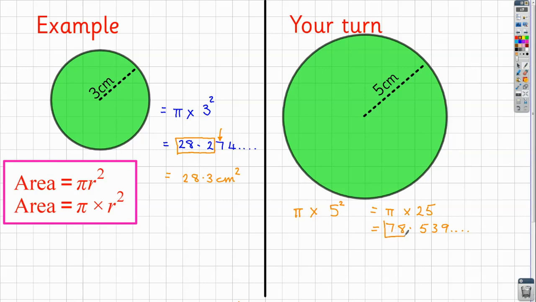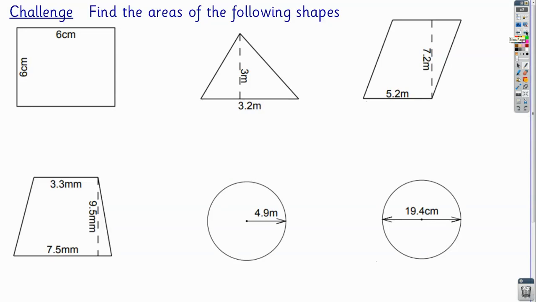I'm interested in the first 3 digits, the 3 significant figures, which is the accuracy most answers are given to. So 78 point, and because the next number is less than 5, we're going to disregard the rest of the number. We don't need to round up, we're going to round it down to 0.5. 78.5 centimetres squared. Okay, now if you'd like to pause the video, there are 6 questions on the screen for you to have a go at.